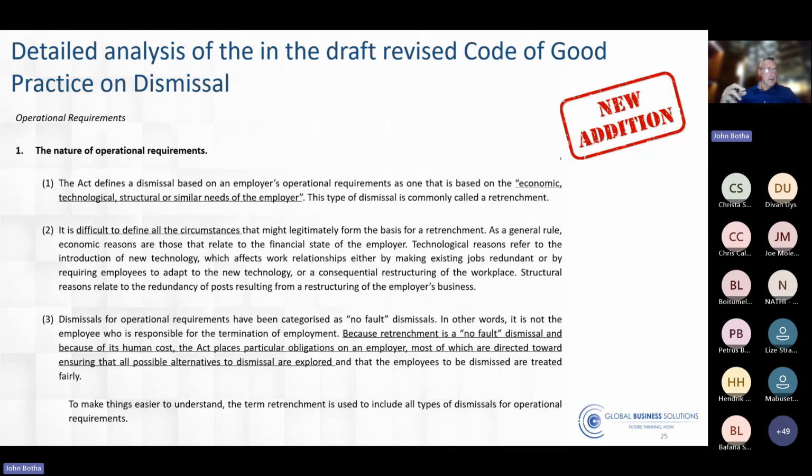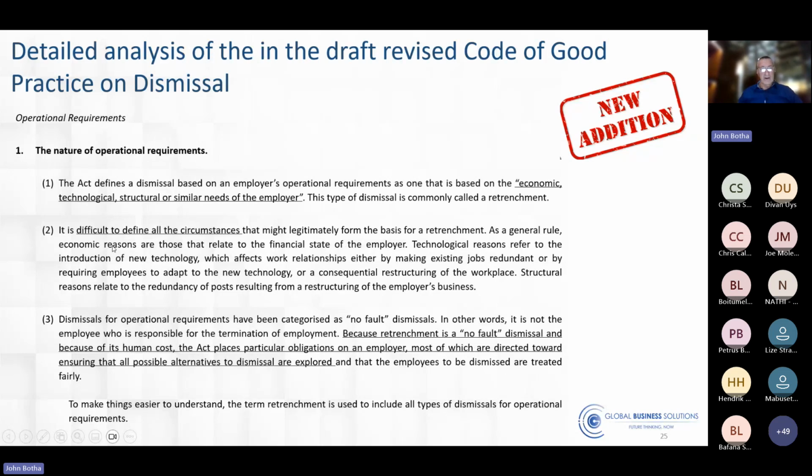Temu, Shein, you know, drop shipping, platform-based workers, companies are busy restructuring continuously. I see Ster-Kinekor also closed down I think their gateway branch in Umhlanga because of their inability to continuously evolve and iterate and innovate. So then the Code of Good Practice says that you can't define all the circumstances that can legitimately form the basis of retrenchment.